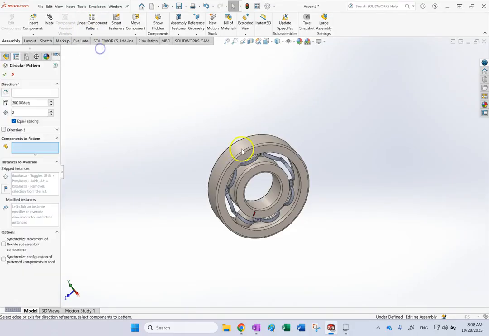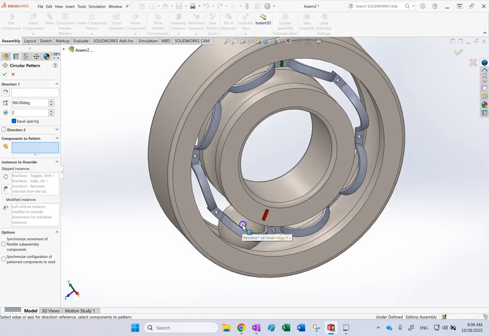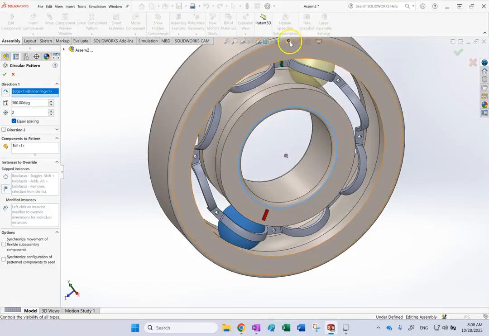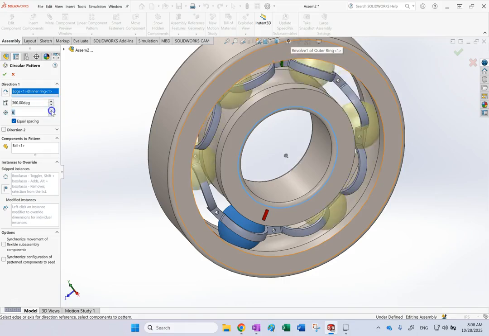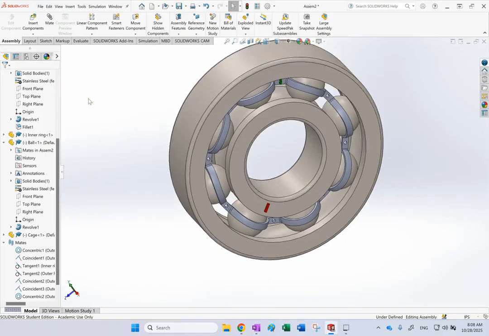I get the circular pattern, and I want to pattern the ball, and the axis is the axis of this one here. You can either make the temporary axis visible and pick that, or you can just pick a round object with that axis. I use equal spacing and 8 here. There we go. The balls are all in place, and then I pick the cage.